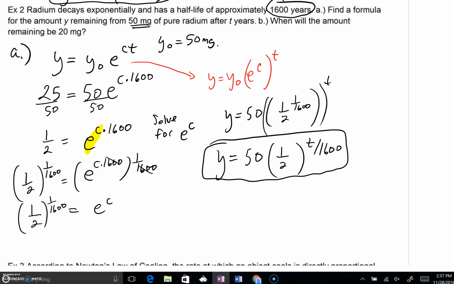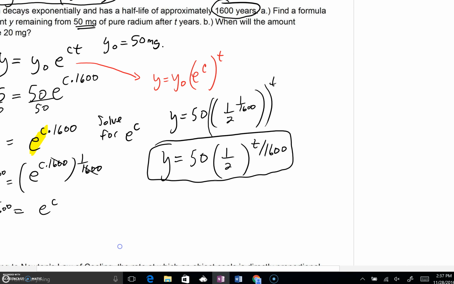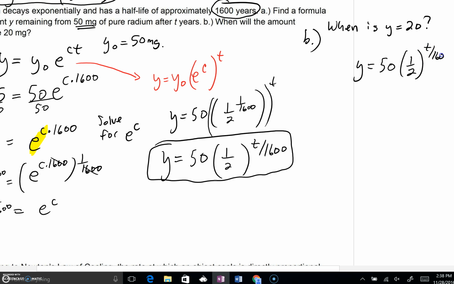Well, let's keep going with part B. They're saying, when will the amount remaining be 20 milligrams? So they're saying, when is y going to equal 20? So we're trying to find the time ultimately. Well, go back to your wonderful equation that you've got right here. And we're going to say, let's let y equal 20. And wow, all we have to do is solve for t.